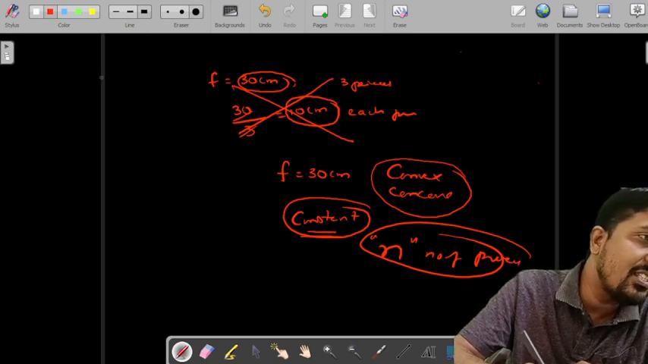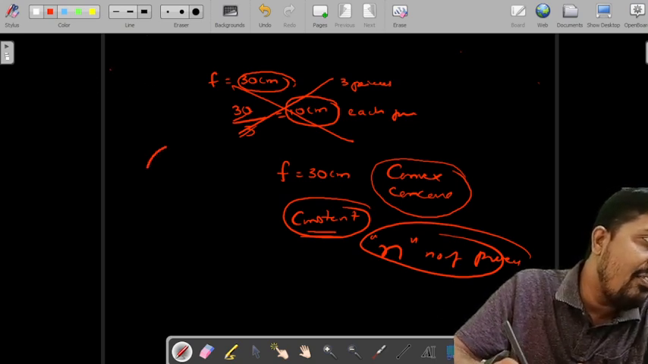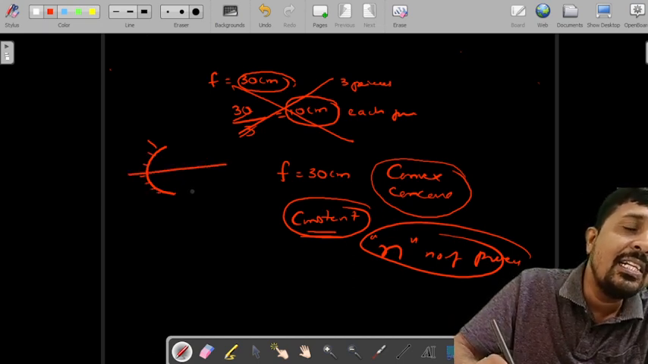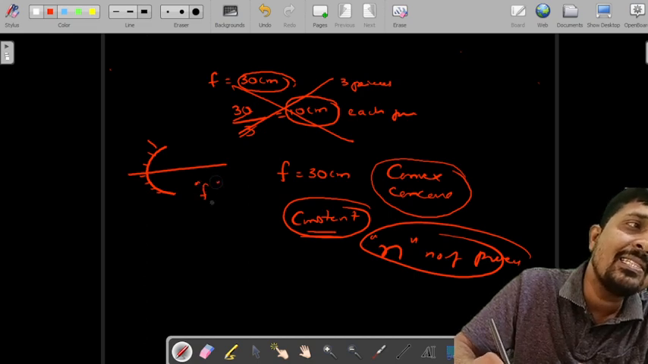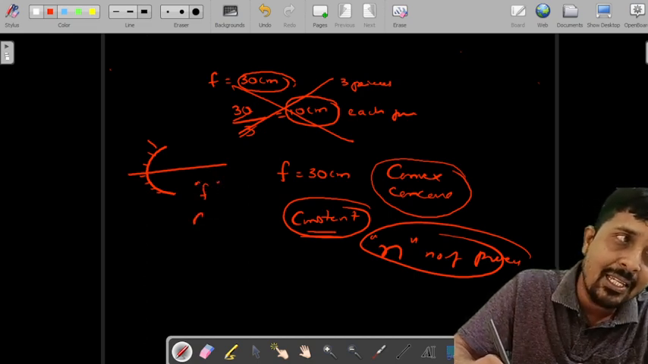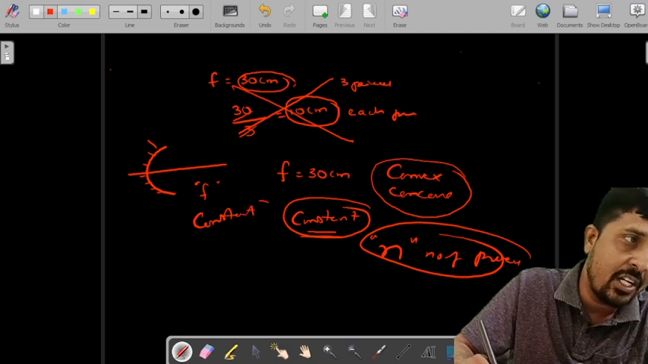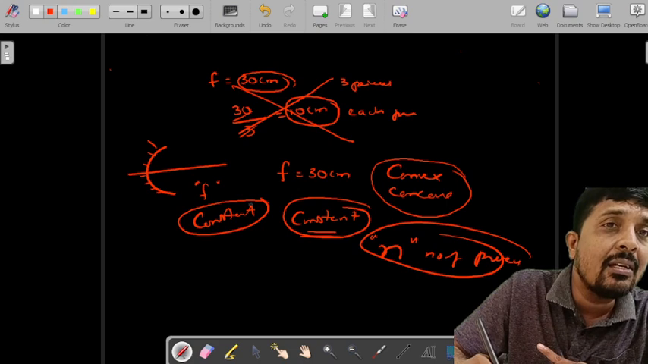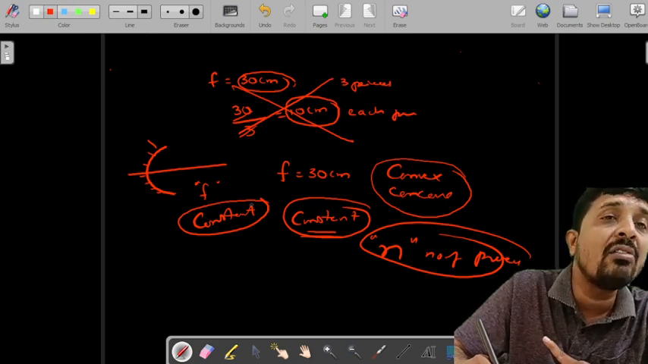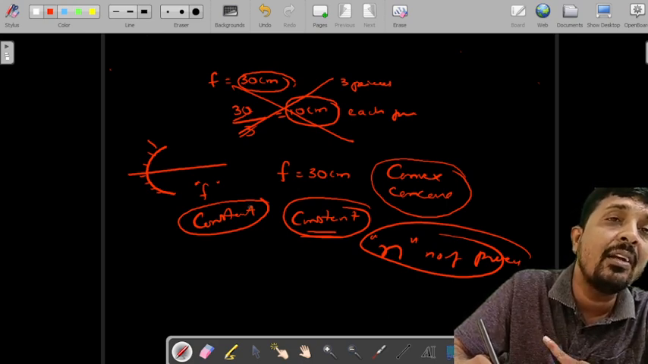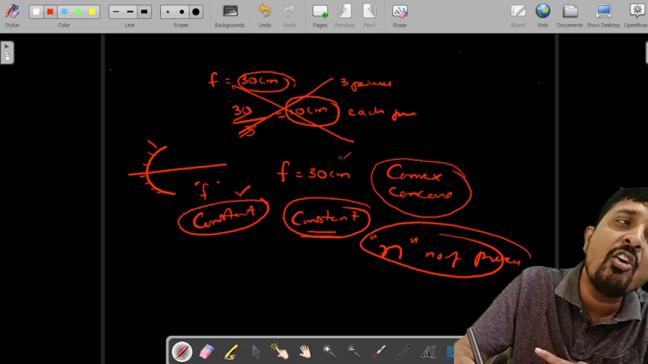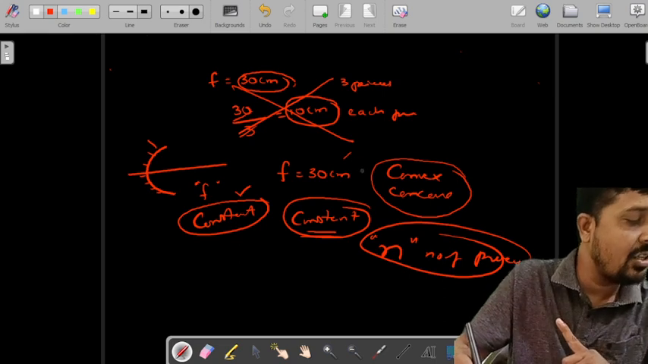And another funny question he will ask you: if a concave mirror has been immersed into water, then its focal length increases or decreases? Again, our answer is constant. It does not increase, does not decrease. The focal length of a concave mirror or convex mirror, even if it is kept under water, will remain constant. Even if it is broken into n number of pieces, its focal length will remain constant.